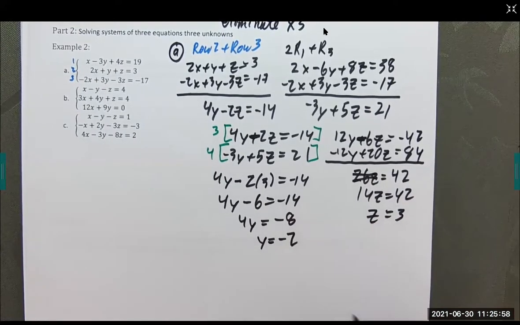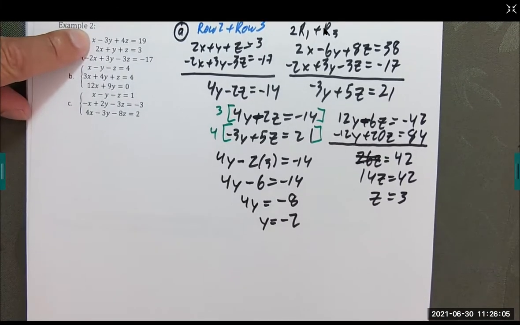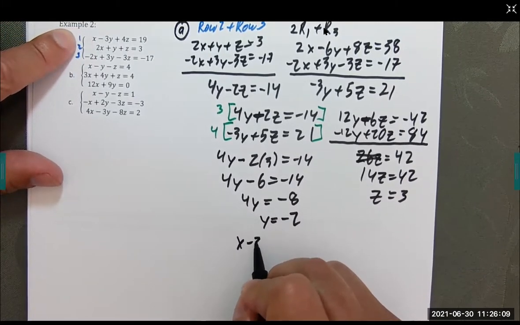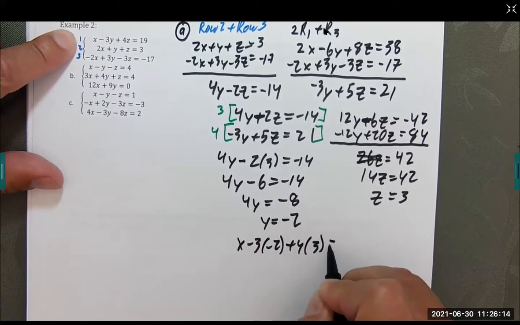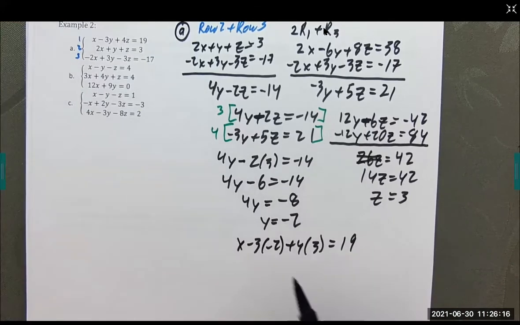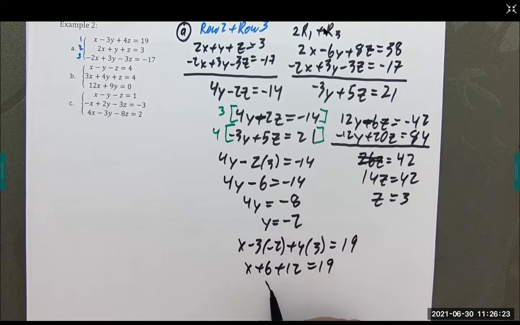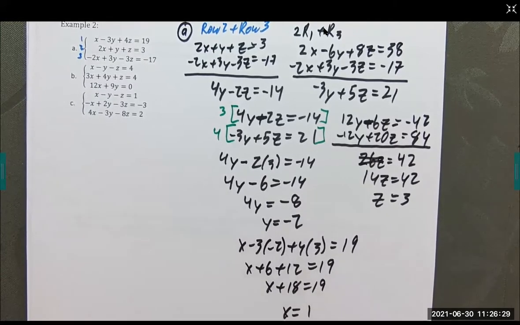So I have z, I have y, now I need x. So I want to go back to any of my original, I'll go back to this one here. Push that up a little bit. So I'm going to use row 1 here. So x minus 3 times negative 2 plus 4 times 3 equals 19. So x plus 6 plus 12 equals 19. x plus 18 equals 19. Looks like x equals 1.